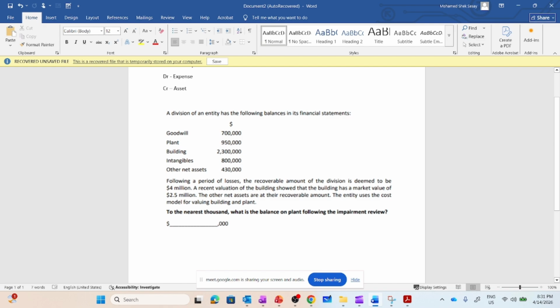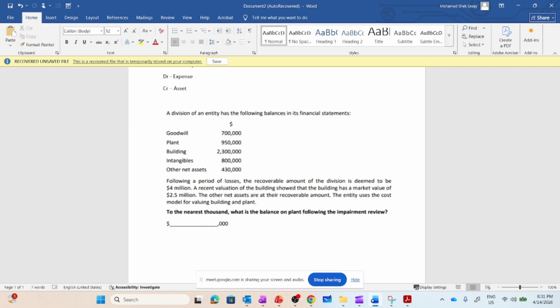Yes, sir. Very good. So now from the requirement, to the nearest thousand, what is the balance on plant following the impairment? So specifically, the question did not ask you to do the full impairment allocation. We want to know for only plant what will be the value of the plant after the impairment. So you need to understand the requirement. You might be asked about building or intangible or other assets, whichever.